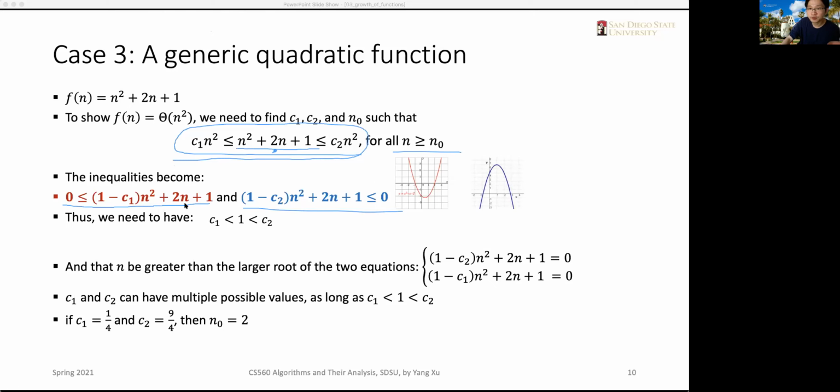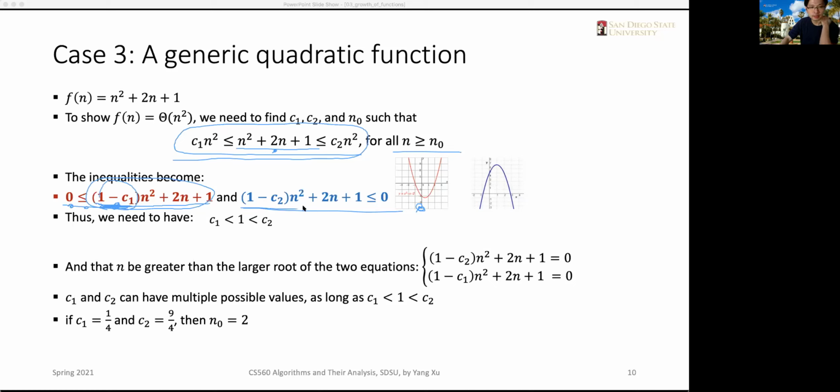If we observe the red inequality, it's a quadratic function, right? It must be greater than 0. So how can a quadratic function always be greater than 0 when n can be arbitrarily big? That's only possible when the coefficient of the quadratic term is a positive number, right? Only when it's positive is the curve a bow shape facing upwards, as indicated by this red curve. So only when the coefficient 1 minus c1 is greater than 0 will we have such a possibility.